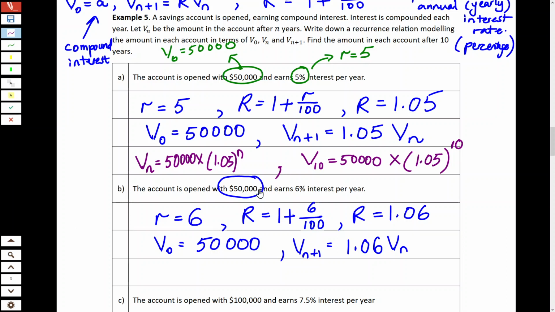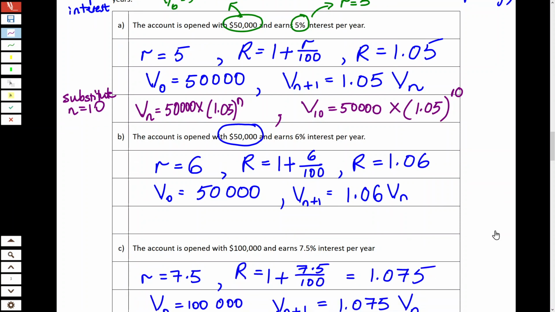What have I done to go from this equation to this equation? So say it again, Thomas. And why do I want to do that? 10th year. Okay. So in every part of this question, I will substitute n equals 10 into the formula or the rule. Go ahead and fill in the next few if you feel confident to do so, and I'll solve it on the board as well.